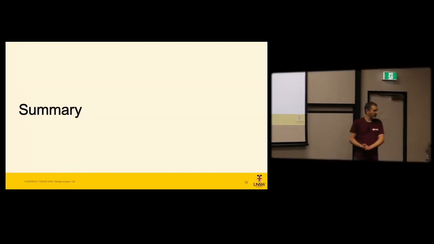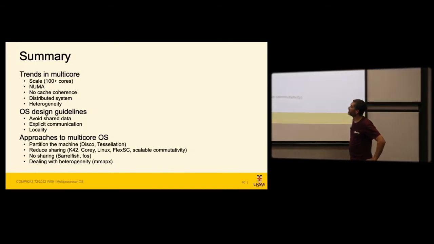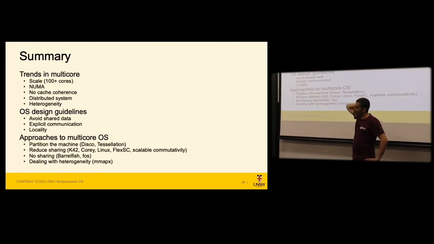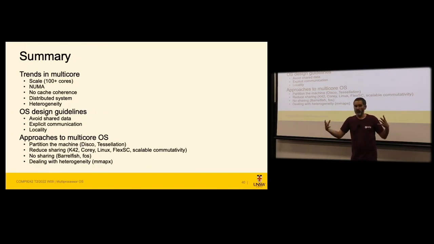All right, so that brings us to an end. I'll just end with a bit of summary of what we've seen. So we've looked at trends in multi-core where scale is getting big. We've got newer machines, potentially no cache coherence. Really our computers are distributed systems, and there's more and more heterogeneity coming on. We've looked at general guidelines for how to design OSs for that. Avoid shared data, do explicit communication, and ensure locality.